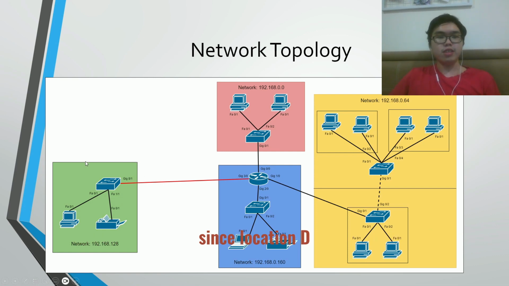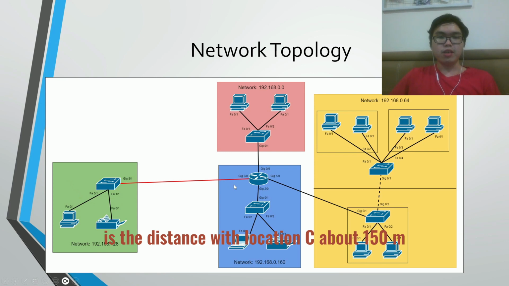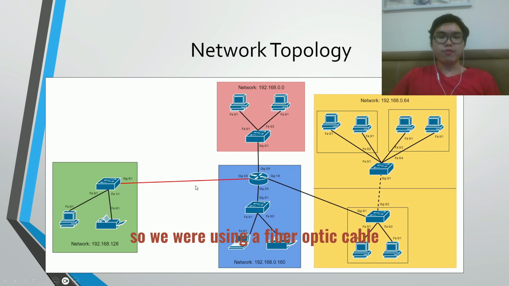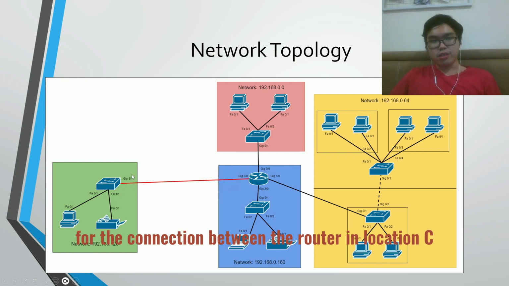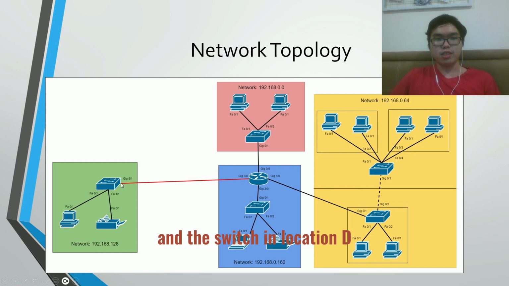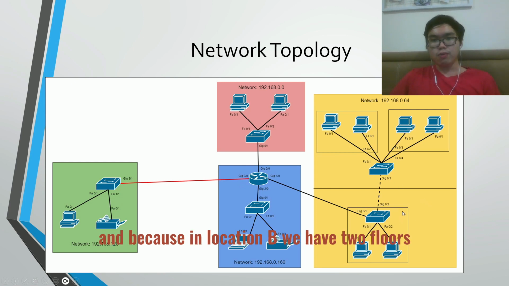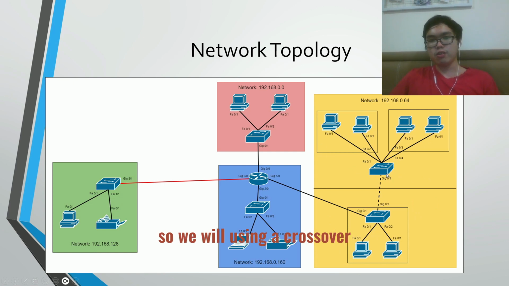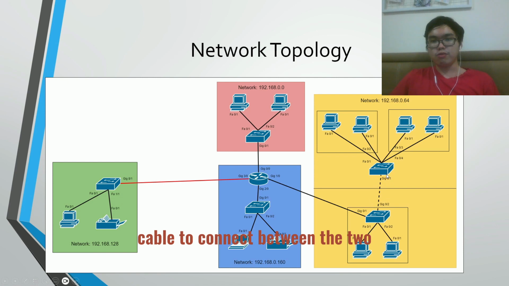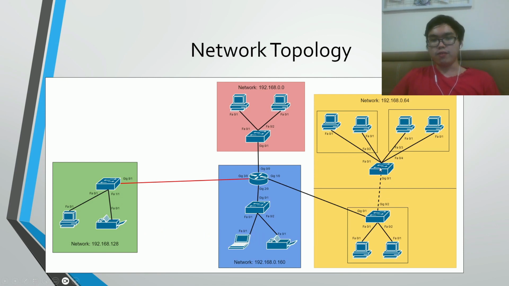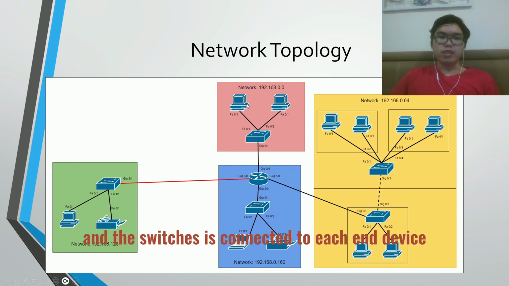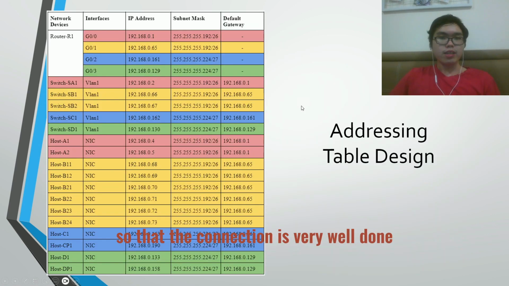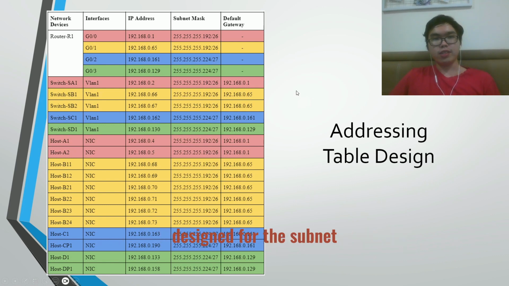But since location D is distant from location C, about 150 meters, which is out of range for the copper wire, we were using a fiber optic cable for the connection between the router in location C and the switch in location D. And because in location B we have two floors, the ground floor and first floor, we were using a crossover cable to connect the two switches located on the different floors, and the switches are connected to each end device using a copper cable as well, so that the connection is very well done. And this is the addressing table that we have designed for the subnet.